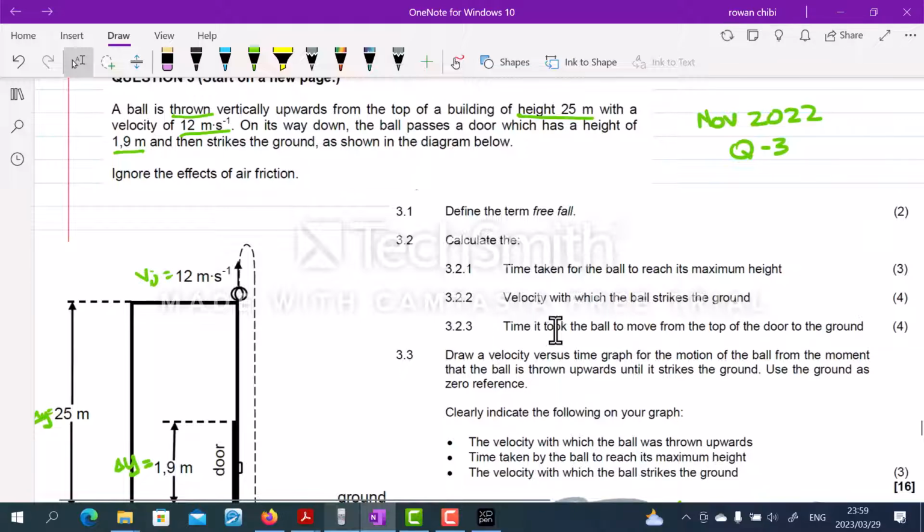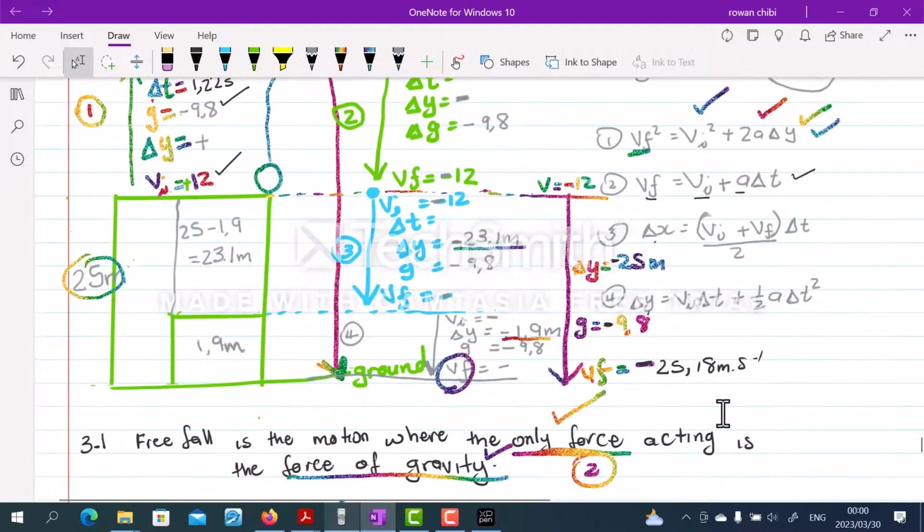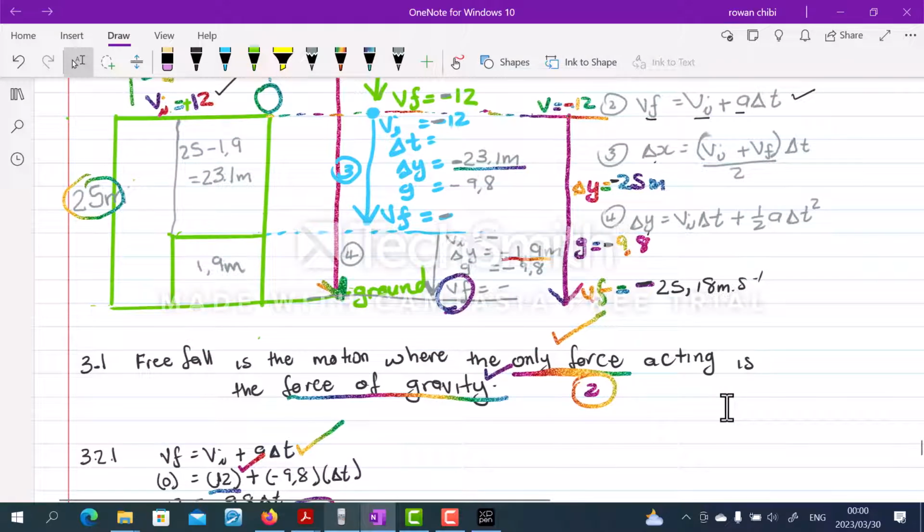3.2.3. The time it took for the ball to move from the top of the door to the ground. So now we want the time it takes for the ball to move from the top of the door to the ground, from here to here. So what do we have here?